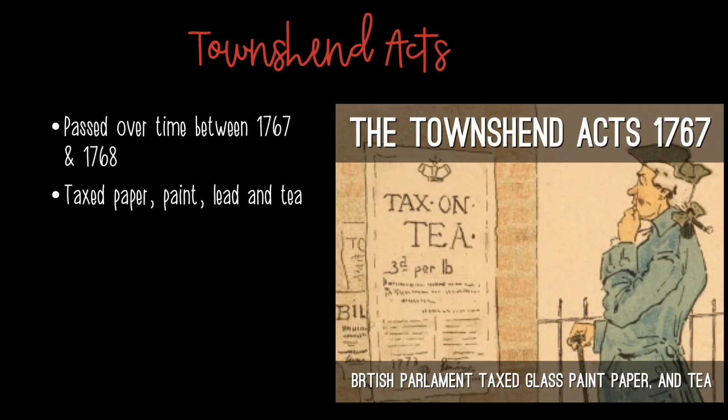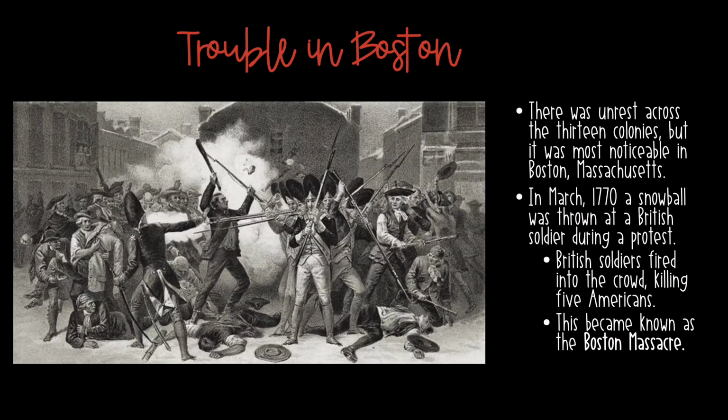The third tax levied by Parliament were the Townshend Acts, which were passed in 1767 and 1768. These acts put new taxes on paper, paint, lead, glass, and tea. Over time, trouble had begun to brew within the colonies. Many colonists in New England were speaking out against the king. Some colonists remained loyal, and they were called loyalists, while others began to argue that the colonies should separate themselves from Great Britain to become their own country.